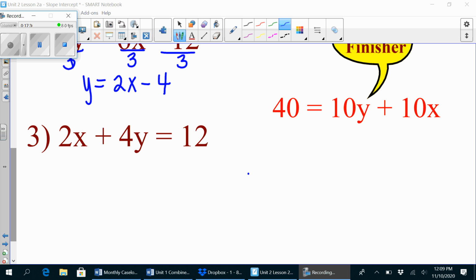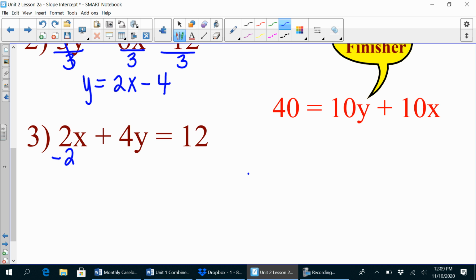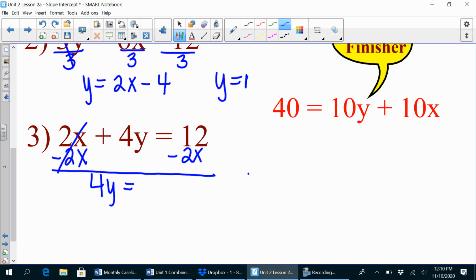Okay, and now looking at the last example, we're going to want to move 2x. Now we have 4y equals, and if we want it to look like y equals mx plus b, we can rewrite this by putting the negative 2x first.